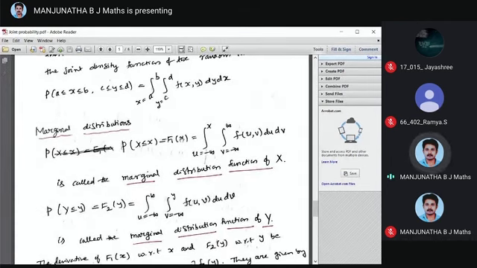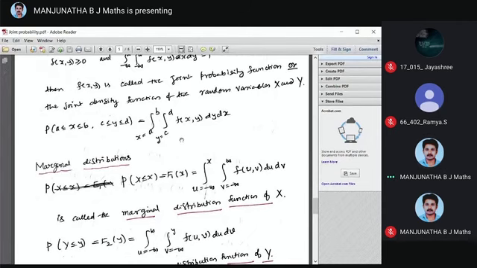You go through the definitions only. What is the expectation of x formula? What is expectation of y? Then what is expectation of x square? What is expectation of y square?